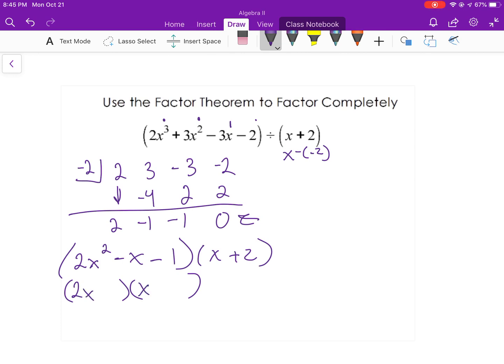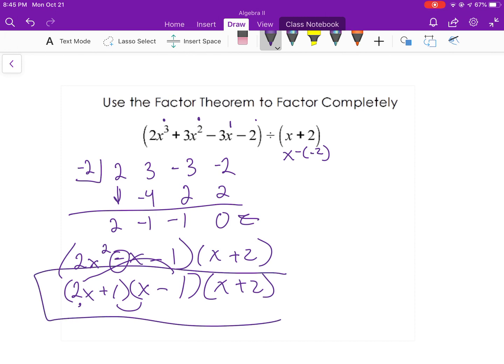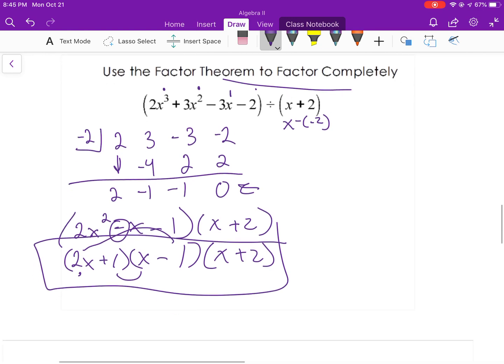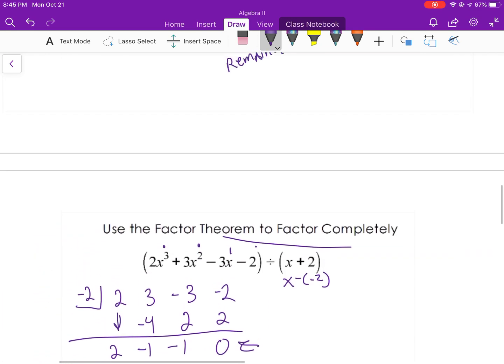So 2x and x. Now I need to get to -1, so I know that 1's plus, 1's minus. I might have these in the wrong spot, I don't know, but I'll put a 1 and a 1 there. Okay, FOIL that real quick. 2x times 1, -1 is -2. That's +1, that adds up to be -1. Okay, I'm good. x plus 2 is my third factor. And there you go. I used the factor theorem to factor that polynomial completely.